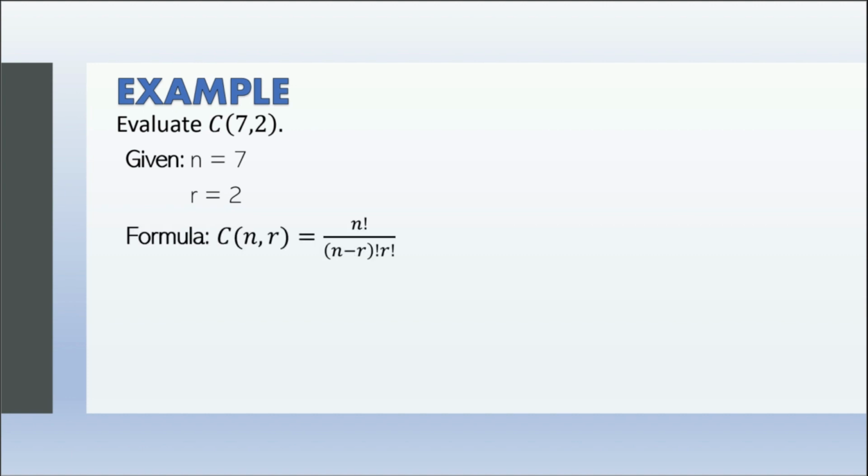Let us try evaluating this one using the combination formula. Evaluate the combination of 7 objects taken 2 at a time. The given value of n is 7, while the value of r is 2. And as mentioned, we're going to use this formula.